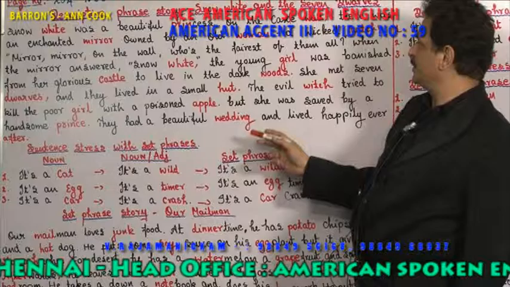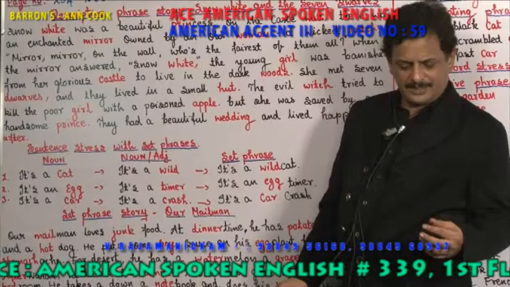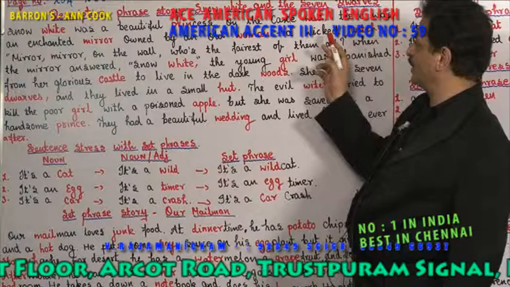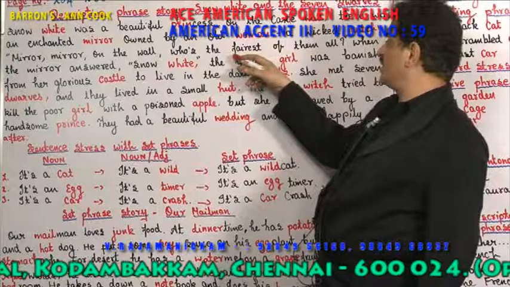So a wicked witch. Witch means what? A lady who practices black magic. She is called a witch. A wicked witch. Witch is a noun. Wicked is an adjective. So you're not stressing on wicked, you're stressing on witch. Mirror on the wall. Who's the fairest of them all?